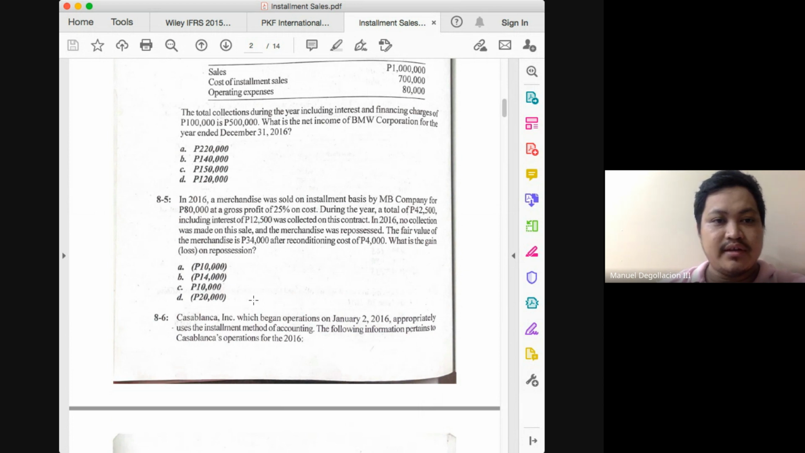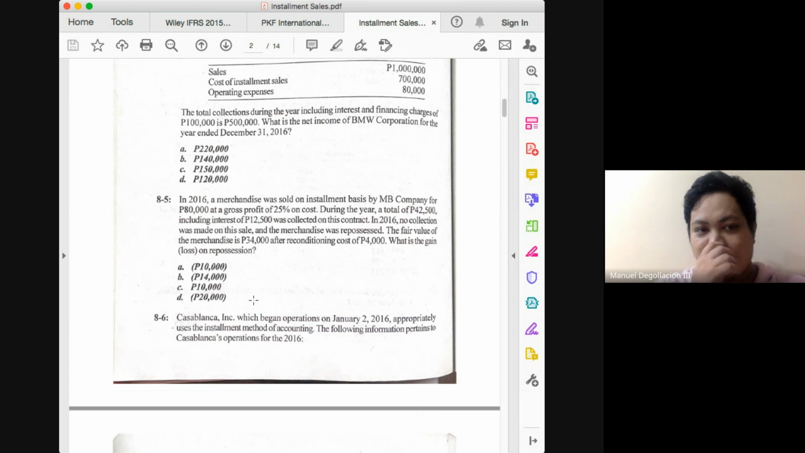During the year, the sale is 80,000. The gross profit rate is based on cost. You will have to be careful with that. During the year, a total of 42,500 was collected. Okay, but understand that the 42,500 includes interest of 12,500, meaning the amount of collection that is applicable, or to be applied, to our installment receivable is only 30,000.